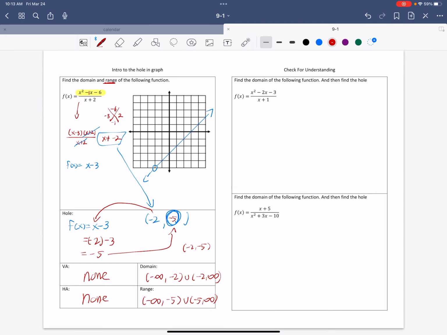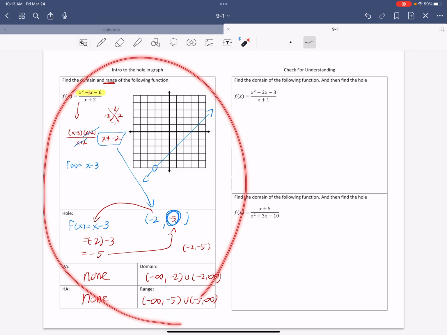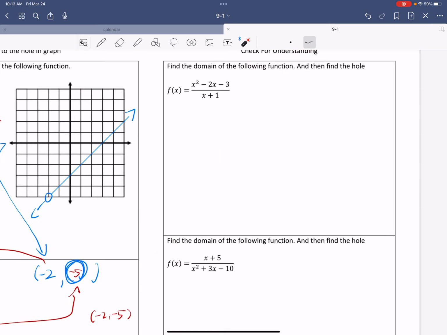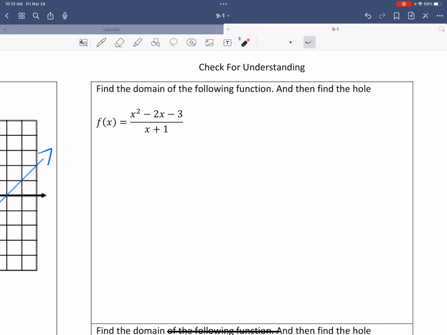If this one does not make sense to you, make sure you pause the video and think about this, okay? Now try this one by yourself. It says find the domain. Well, in this case, you don't even have to find the hole, but here it says find the hole. So never mind, you gotta find the hole. So first, x cannot be equal to -1, so your domain is gonna be -infinity to -1, union -1 to infinity, okay? That doesn't change. But let's try to find the hole.